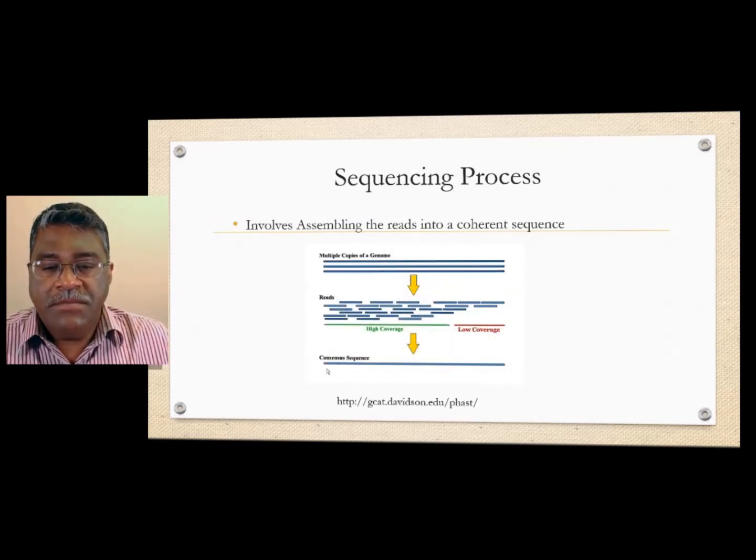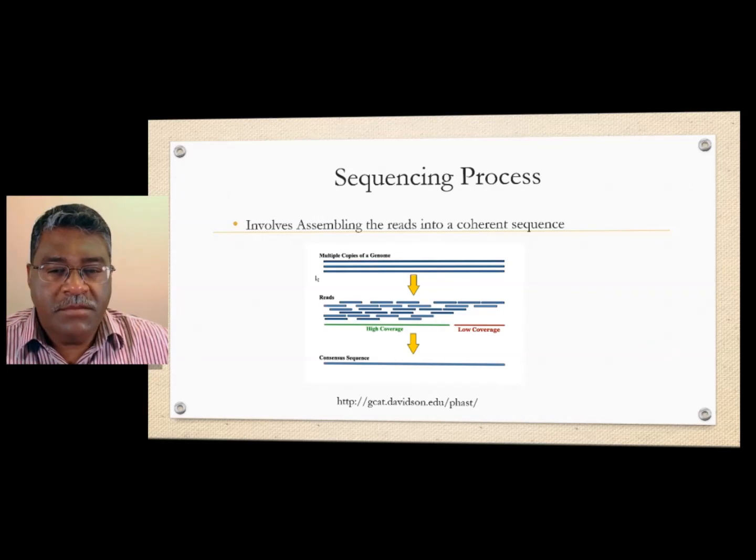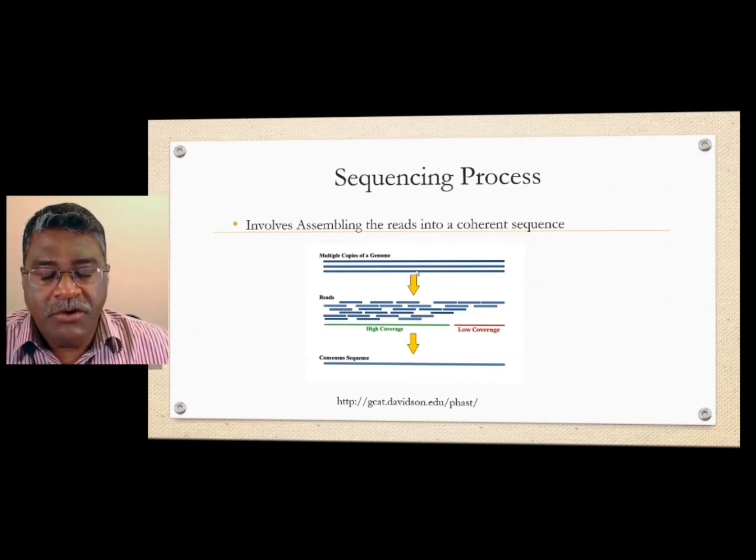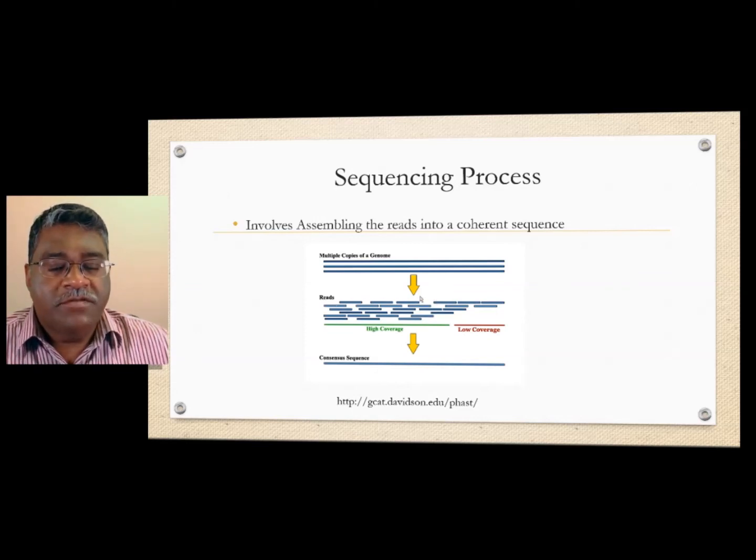And you can see the same thing. We have a consensus sequence. This is the multiple copies of the genome. By sonication or some sort of method, you fragmented these. Now each of these fragments went through next generation sequencing, the experimental process, and you have all these reads now. These are all the fragments that are created.